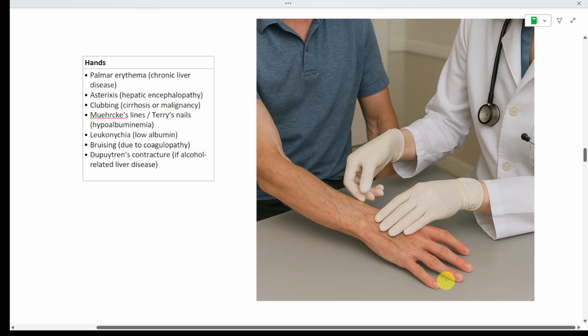So what findings could you find in the hands? You could look for palmar erythema. If it is there, it is suggestive of chronic liver disease. You can look for asterixis. If that is there, it means that the patient has hepatic encephalopathy.